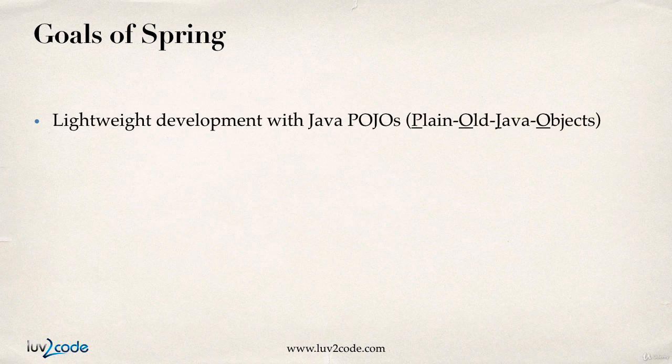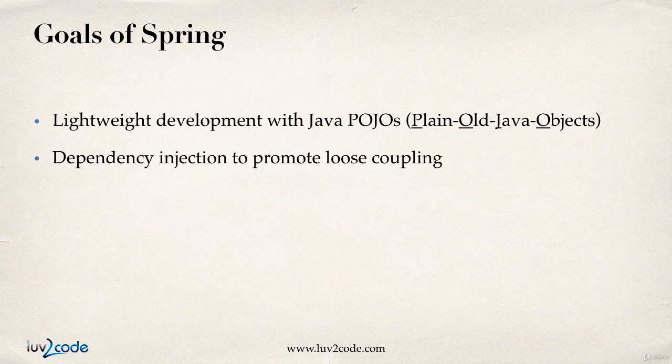Well, first off, lightweight development with Java POJOs. And POJOs mean plain old Java objects. Make it much simpler to build as compared to the heavyweight EJBs from the early versions of J2EE. And then also we want to promote loose coupling by making use of dependency injection. So instead of hardwiring your objects together, you simply specify the wiring via a configuration file or annotations, and we'll cover that a lot in this course.